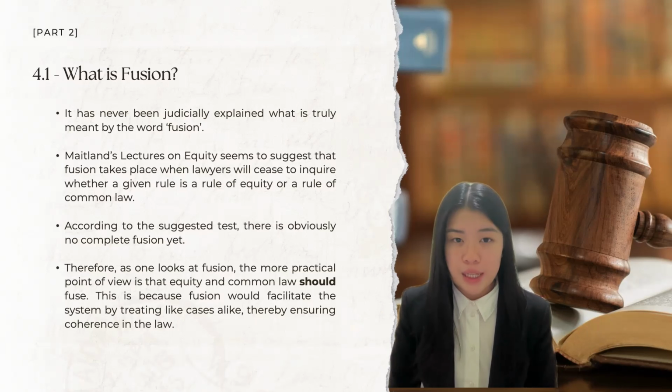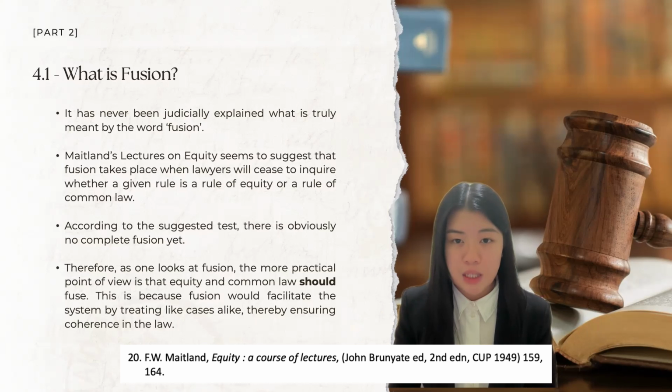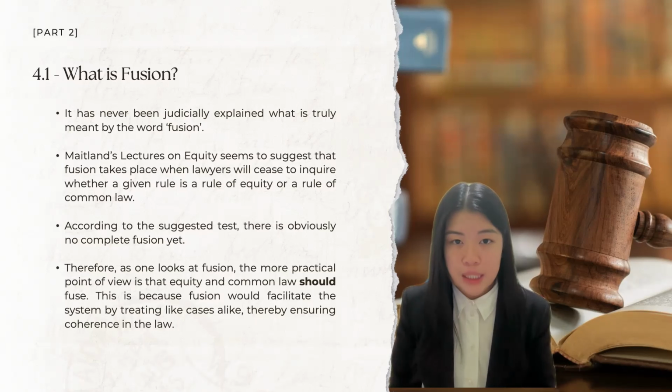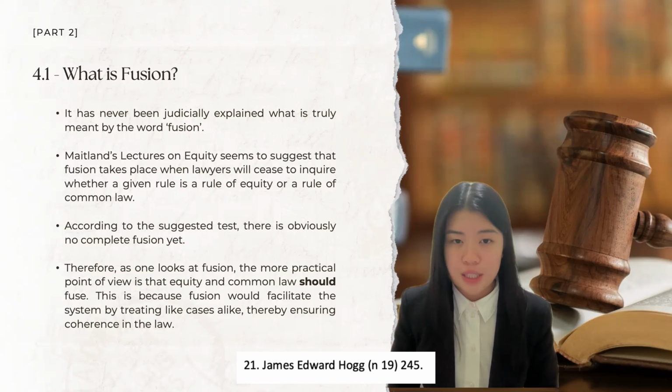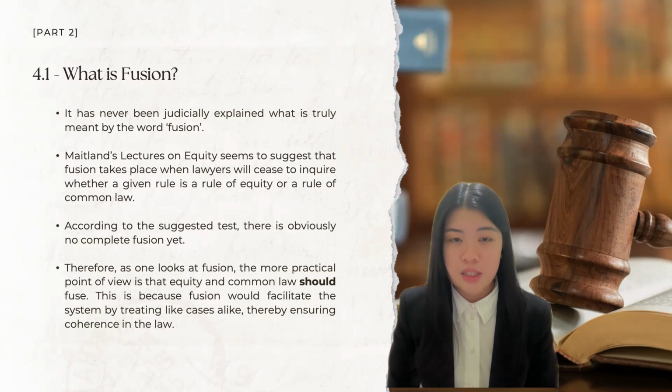Maitland's lecture on equity seems to suggest that fusion takes place when lawyers will cease to inquire whether a given rule is a rule of equity or a rule of common law. According to the suggested test, there is obviously no complete fusion yet. This is evident, as it can be seen in any particular case, there is still specific reference to the distinction between law and equity. For example, the law of trust. It is very hard to describe the trust without referring to the split between legal and equitable title.